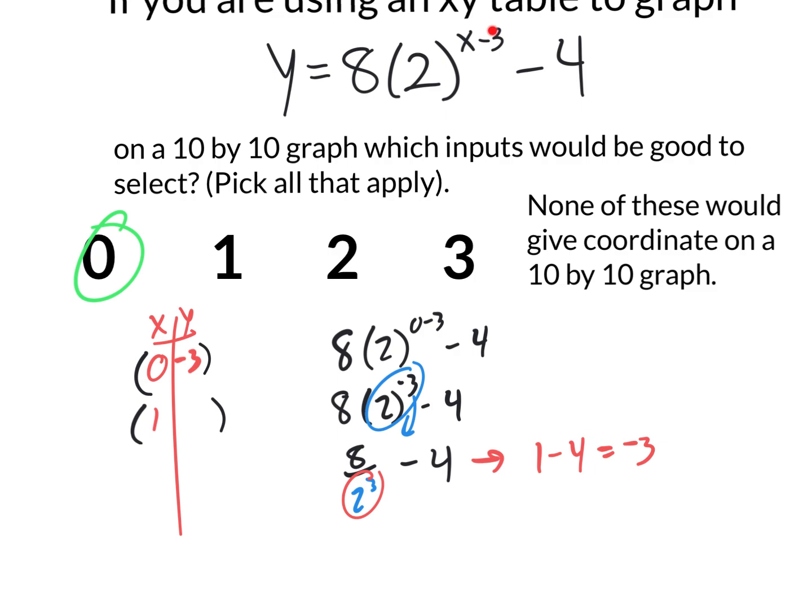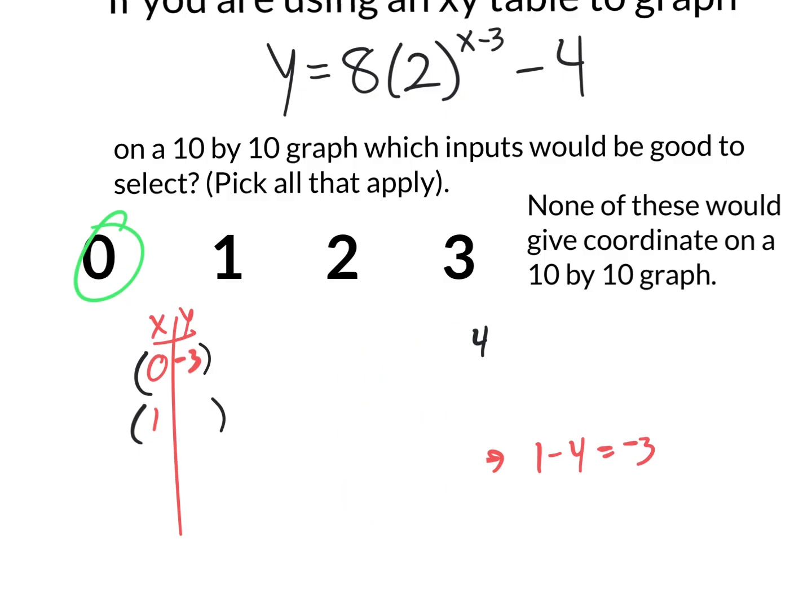It's 1/4. No? Nobody? Okay. Let me show my work here. Let me erase this. Let me now show my work of plugging in a 1. So we have 8 times the base 2, 1 minus 3, and then minus 4. So you really have 2 to the negative 2 power with the 8 in the front.